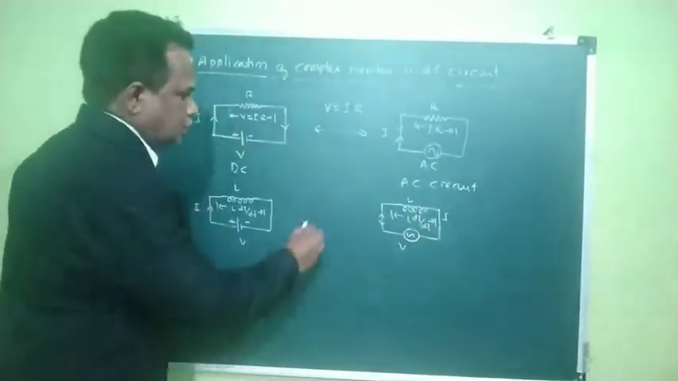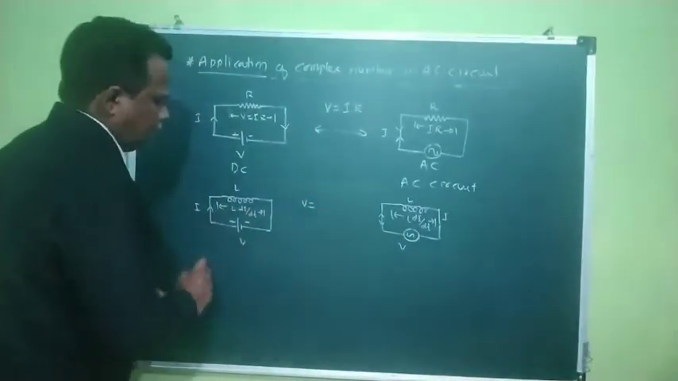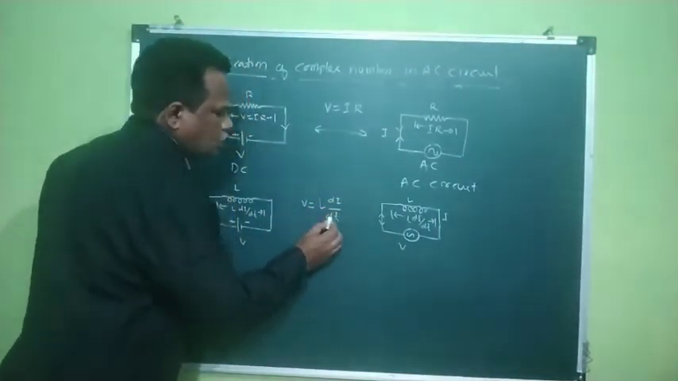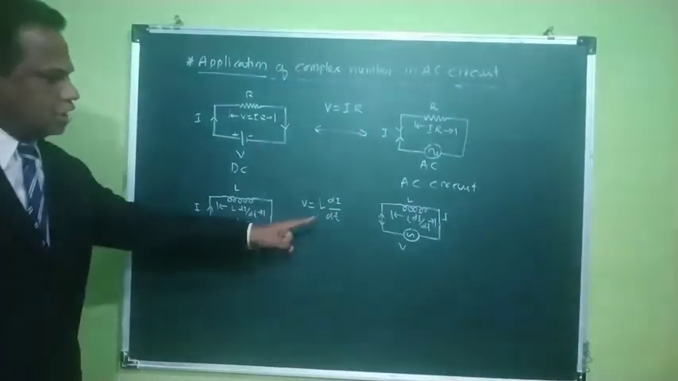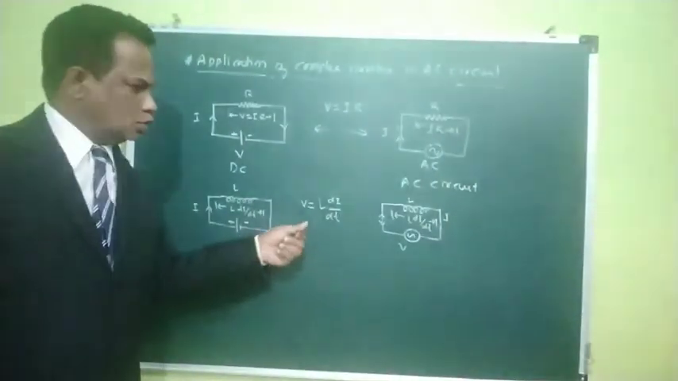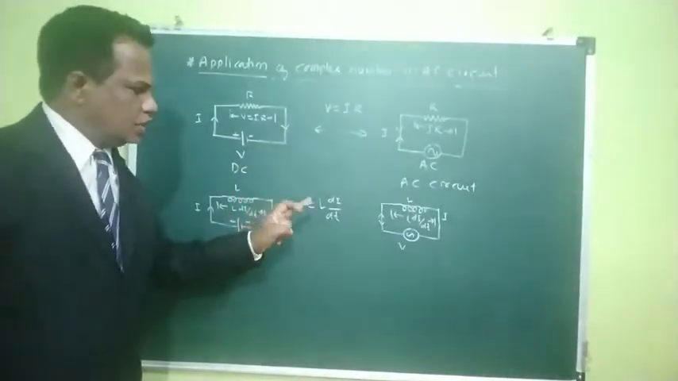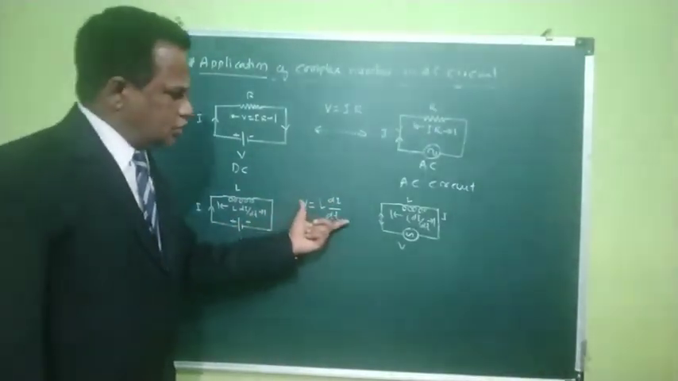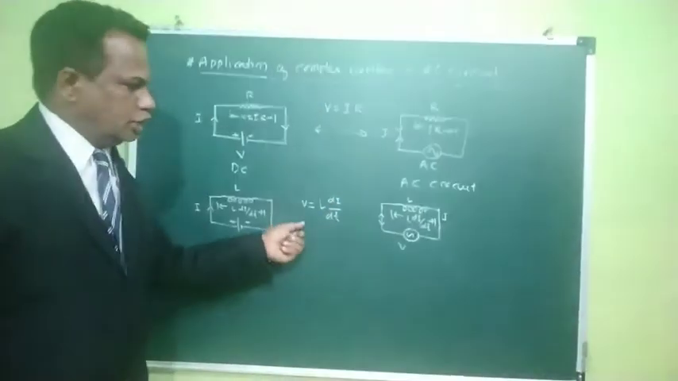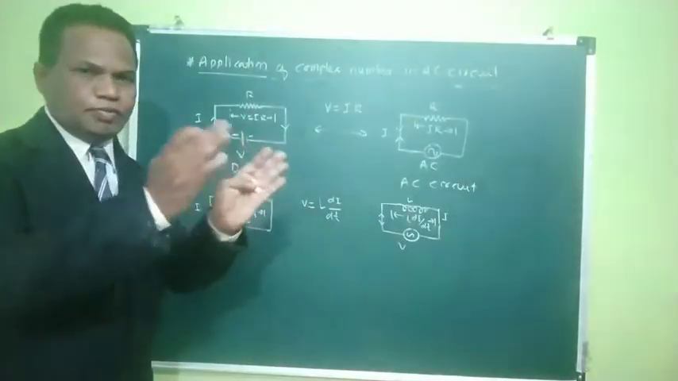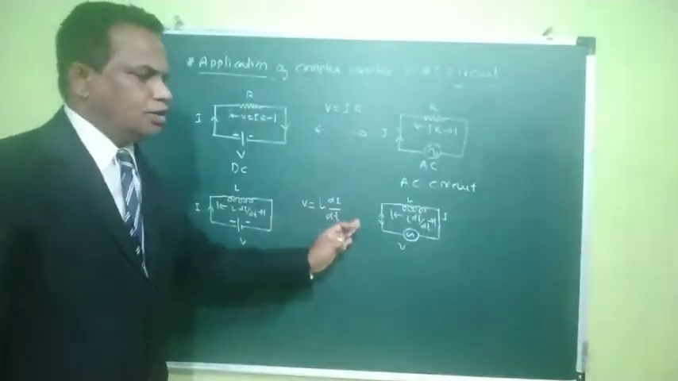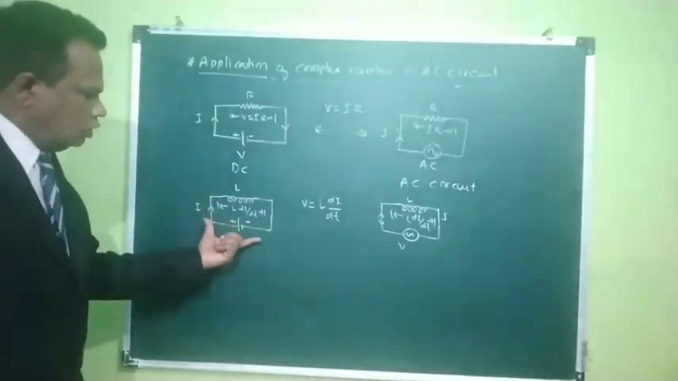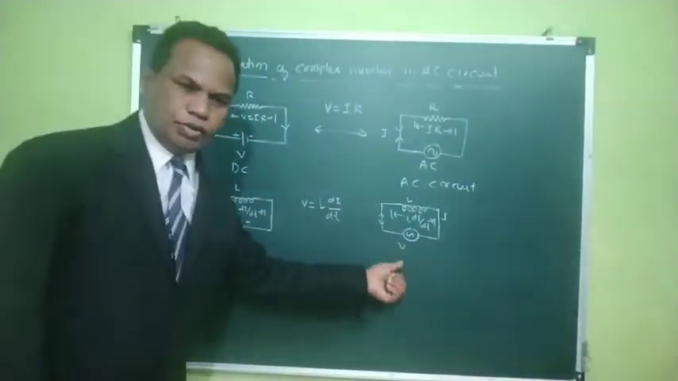Here V is equal to L di by dt. So you can take I to one side and integrate that equation so that the differentiation gets cancelled. Then you will get the value of I. This is called the voltage method. By using voltage, that means the sum of voltages can be added and you can solve the problem. So this is the DC voltage circuit and this is the AC voltage circuit.